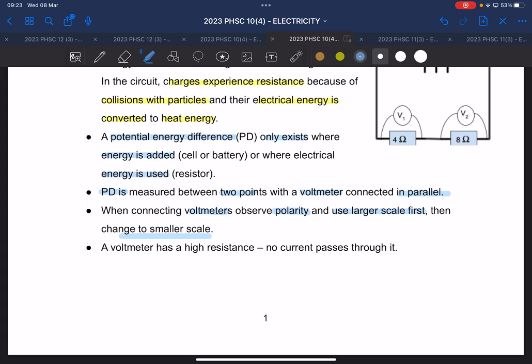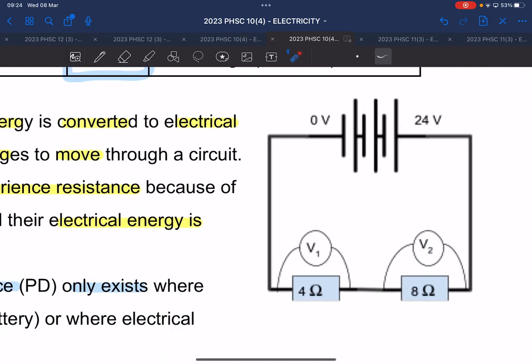Then a voltmeter has a very high resistance. Why? So that no current passes through it. So we said yesterday that when you get here, you can't pass through Miss Fouchier, because the resistance is too high, you can only pass through the resistor. So what I want to check here is just what we did yesterday. The long one is positive, the short one is negative.